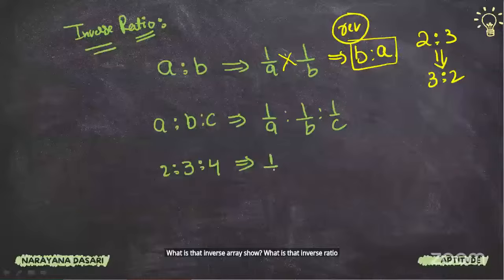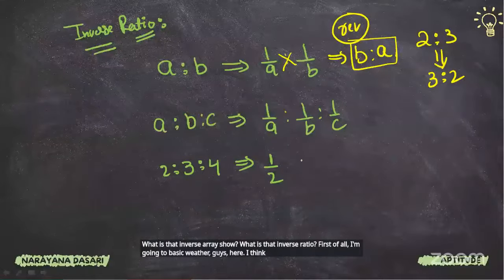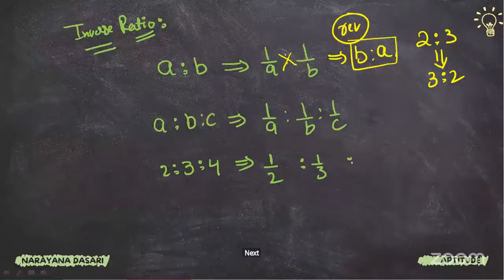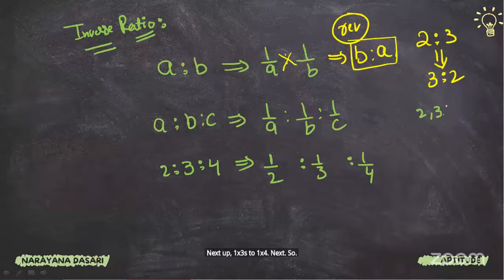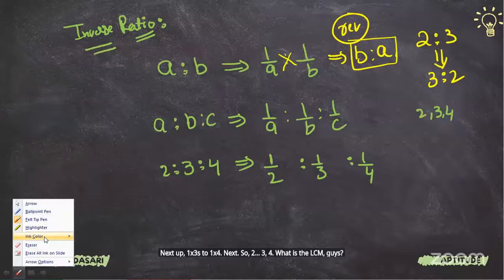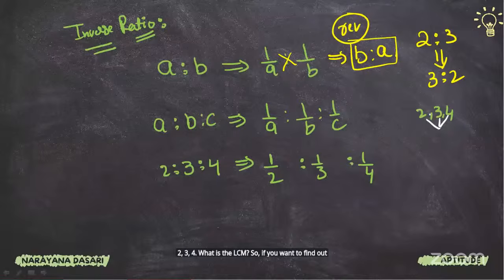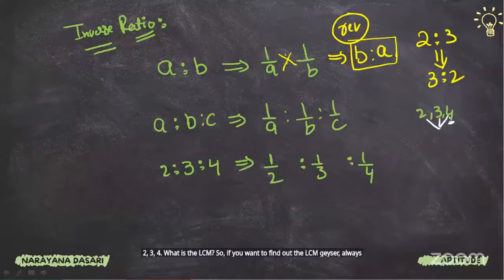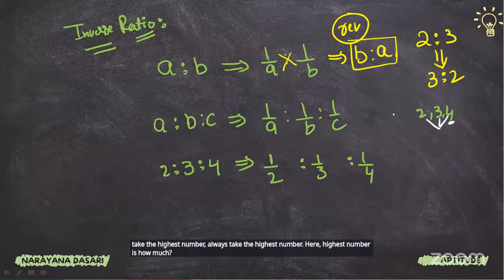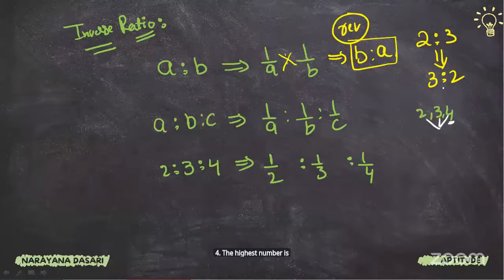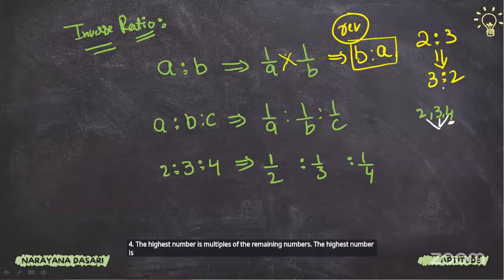First of all, I'm going with the basic method, guys, here. I think no need for pen and paper. 1 by 2 is to 1 by 3 is to 1 by 4. Next, 2, 3, 4. What is the LCM, guys? If you want to find the LCM, always take the highest number. Here, the highest number is 4. That highest number should be a multiple of the remaining numbers.